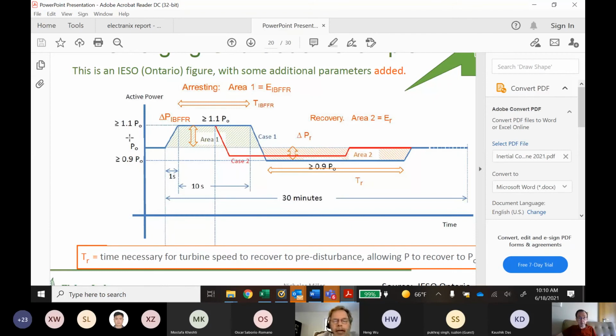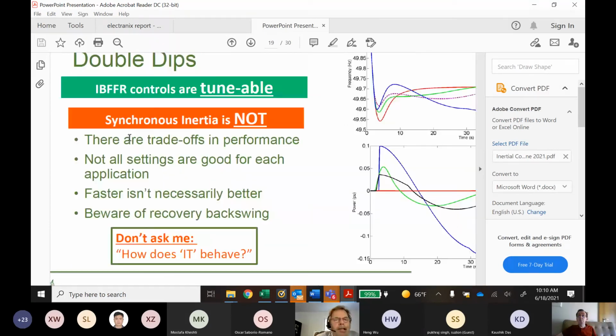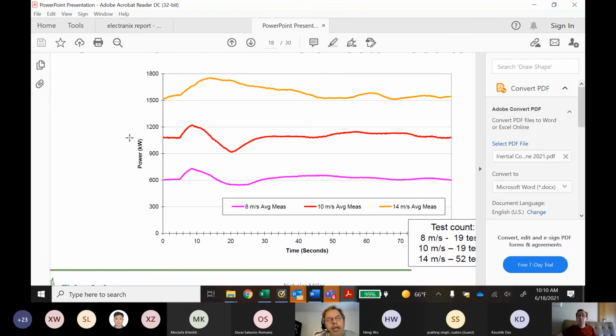And quite honestly, these tests I show here are for 1.5 megawatt wind turbines. That tells you how old this is, because I don't even think GE makes turbines that small anymore.